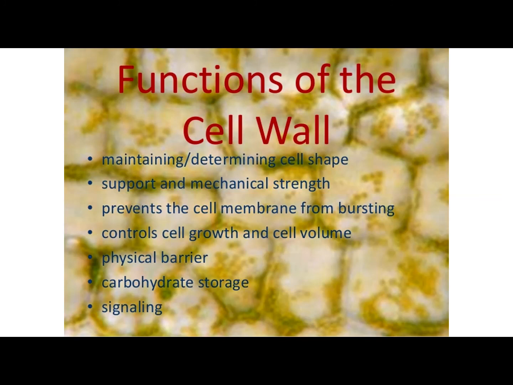Number 1, the cell wall maintains cell shape. It also helps in supporting the cell mechanically. It prevents bursting. This means it helps the protoplasm to maintain itself. Then number 4, the fourth function, controls cell growth. Number 5, provides a physical barrier. By physical barrier we mean that it separates it from the other cells, because all the cells in our body or in a plant body are joined together. Point 6, carbohydrates are stored here. It means that in the cell wall the starch or the carbohydrate in plants is stored.